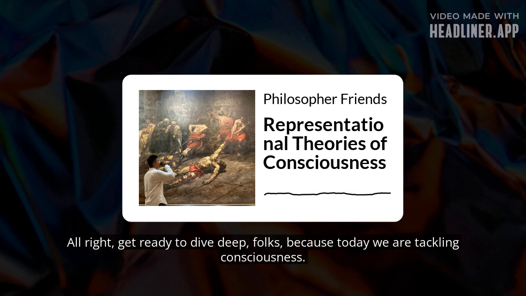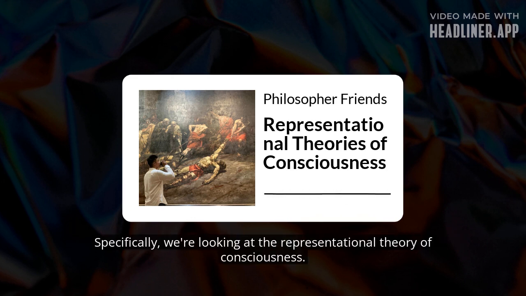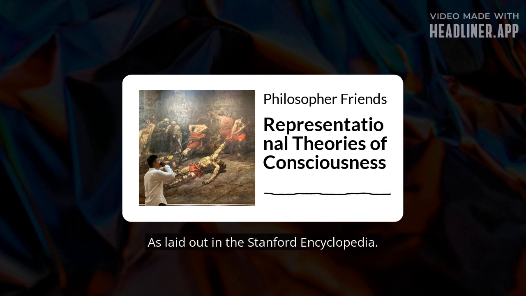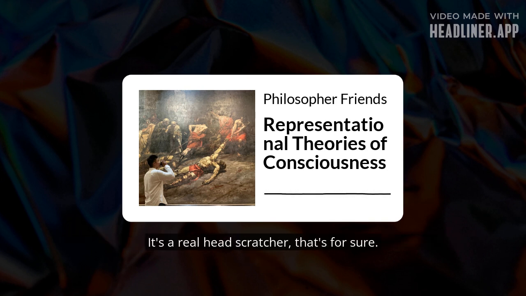All right, get ready to dive deep, folks, because today we are tackling consciousness. Ooh, that's a big one. Yeah, specifically, we're looking at the representational theory of consciousness, as laid out in the Stanford Encyclopedia of Philosophy. Right, this is the kind of stuff that keeps philosophers up at night. It does. It's a real head scratcher, that's for sure.